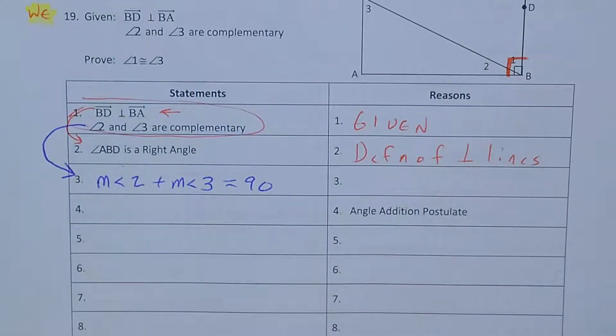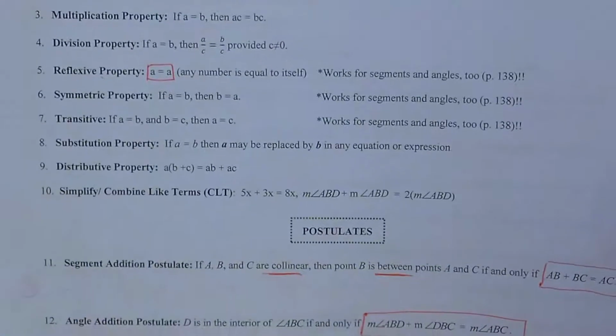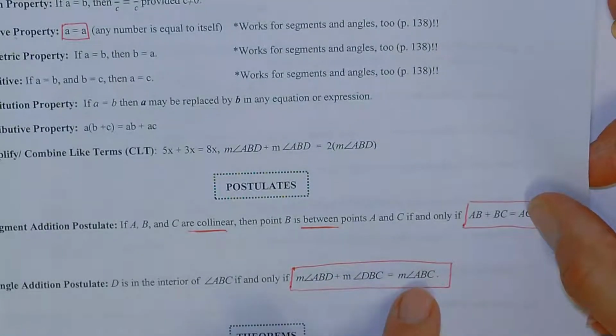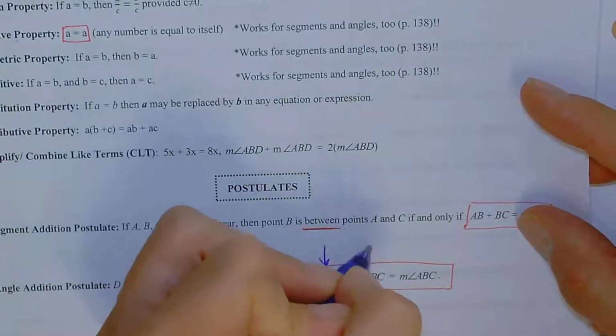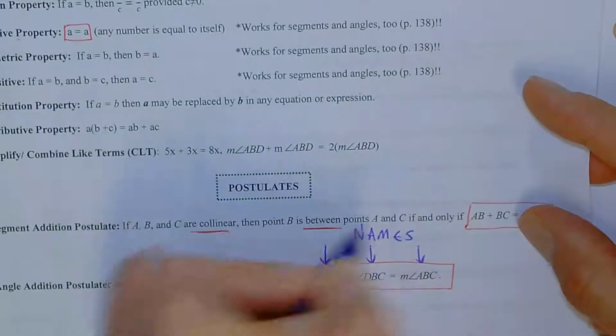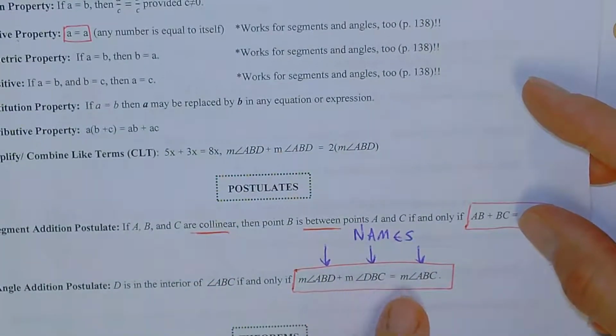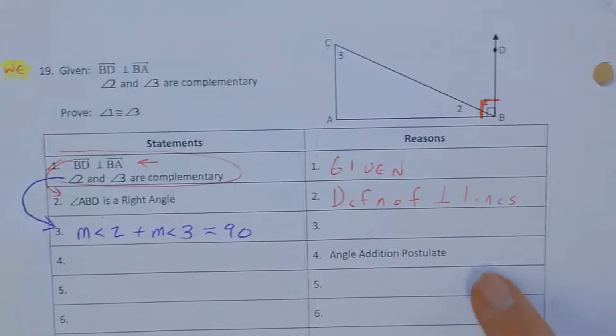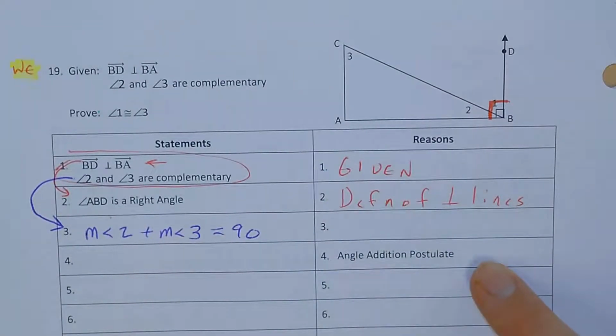Step 4 wants us to use the angle addition postulate. If you need to look it up, it's number 12. It's where we add the 2 little angles to equal the big. Now I want to point out these are all names of angles. Do you see any numbers there? No. Angle addition will never have numbers. So we cannot have numbers here. I mean, we can have numbers of angles, just not degrees.